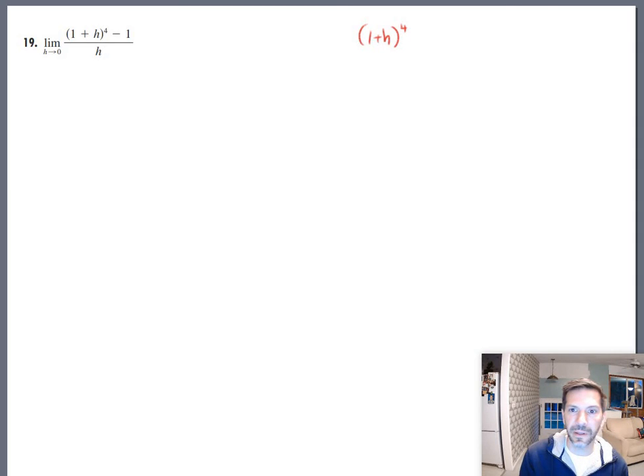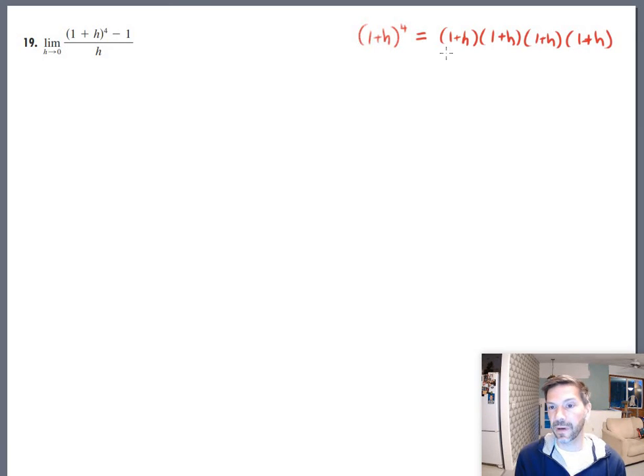Let's use this one. Okay, 1 plus h to the fourth, which means, of course, multiplying out 4 copies of 1 plus h altogether. And I like to do these two at a time, so let's do these two.